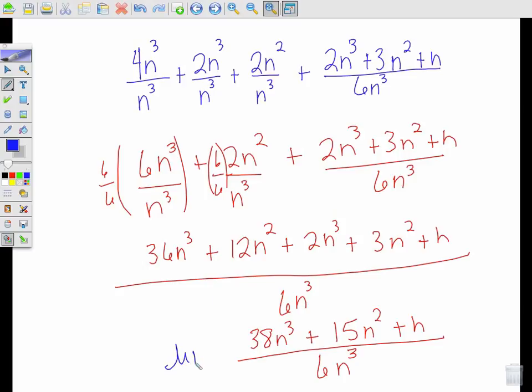All right, we're still not done because, again, what we are supposed to do was take the limit as n approaches infinity of this whole expression. Well, the degrees are equal, so we do the ratio of 38 to 6 reduced down, that is 19 thirds. So the answer to this is 19 thirds.